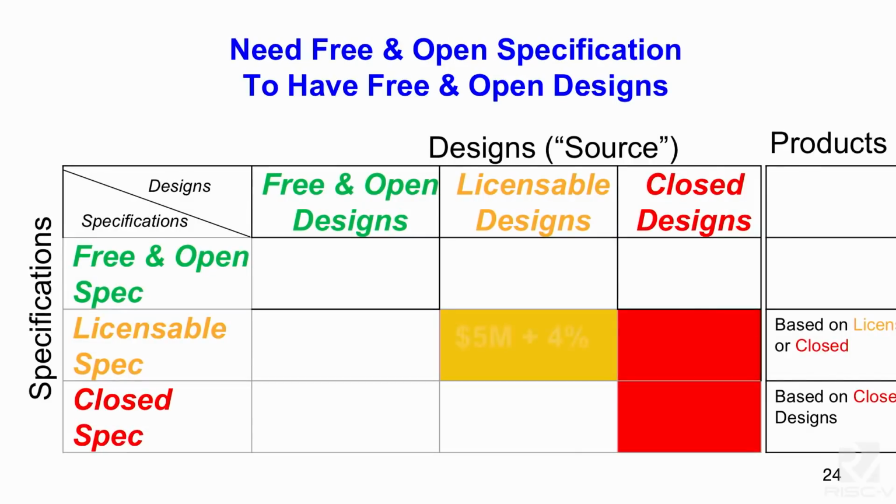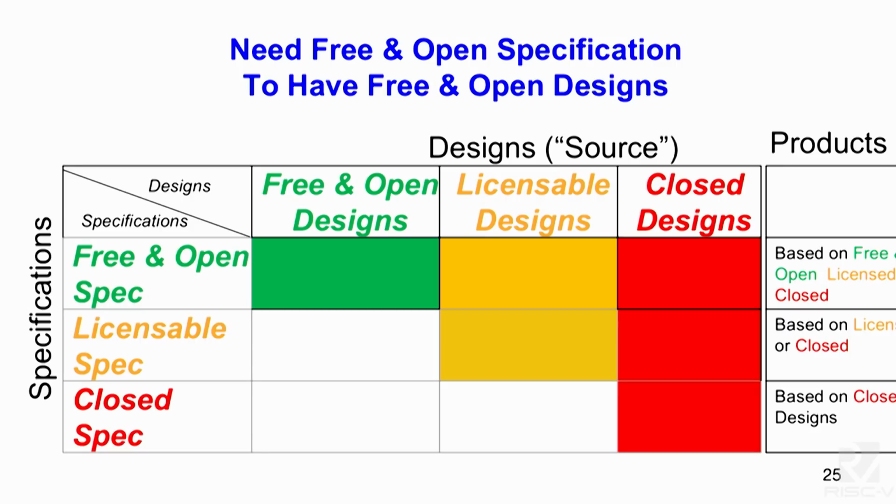Now, if you did ARM, how much does that cost? It's a lot of money. It's $5 million plus 4% royalty for the licensable IP. And if you want to design it yourself, it's about $25 million. Okay, what about if it's a free and open spec like RISC-V? You can do all of them, right? You can do all of them. But you need to have free and open designs and a free and open spec, and that's what open source is, that quadrant. So what can you do with that?